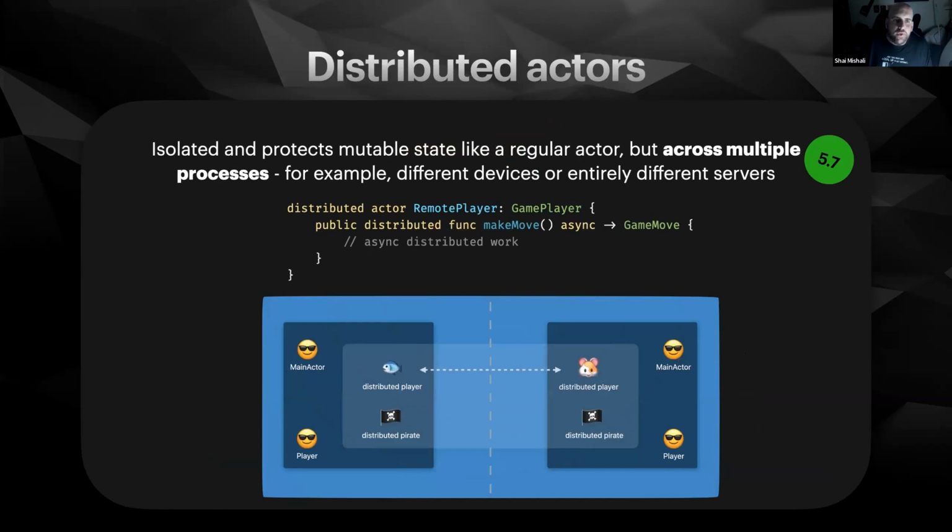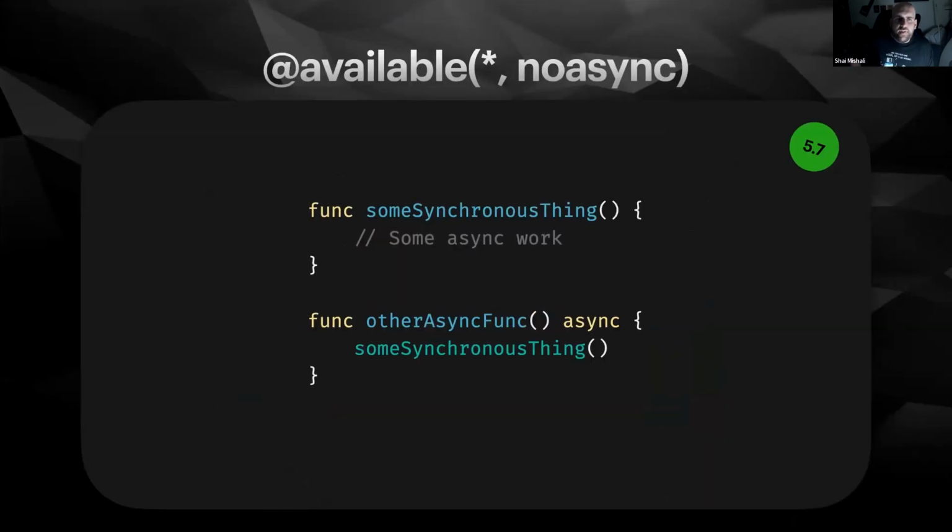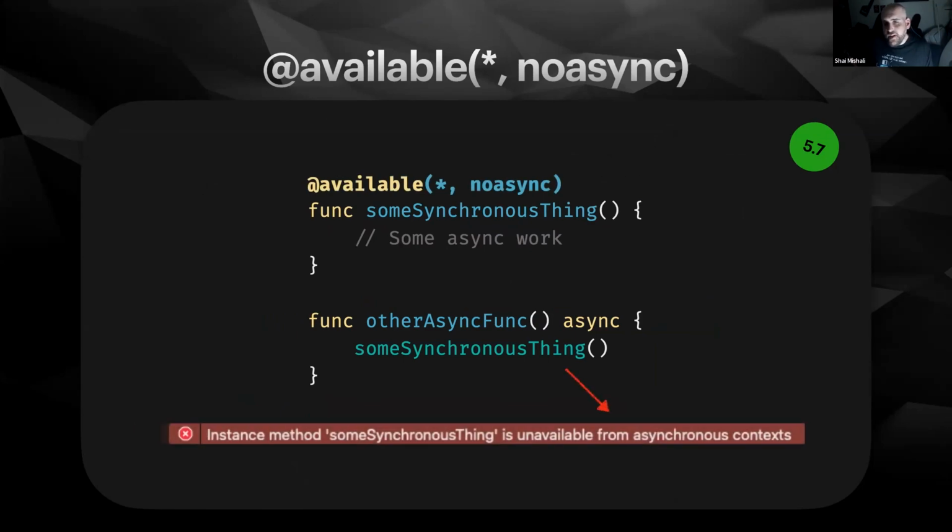Distributed actors, huge topic, not going to dive deep into it, but it does let you isolate and protect mutable state like a regular actor, but across multiple processes, for example, over a network layer, or even different processes. You have a new available no async. You can put this on a method to say that it cannot be executed from an async function.